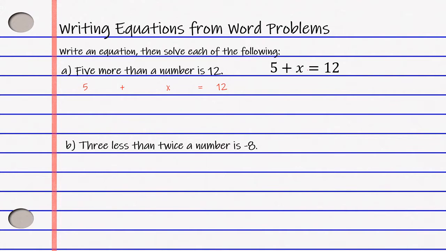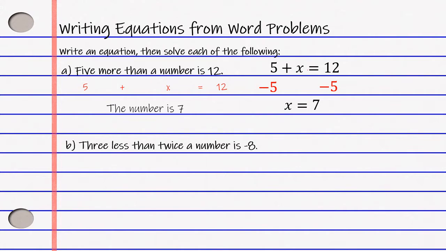So get x by itself. Our first step there is to subtract 5 from both sides. And we get x equals 7. So that tells us if 5 more than a number is 12, then that number is 7. So let's try another one. 3 less than twice a number is negative 8.